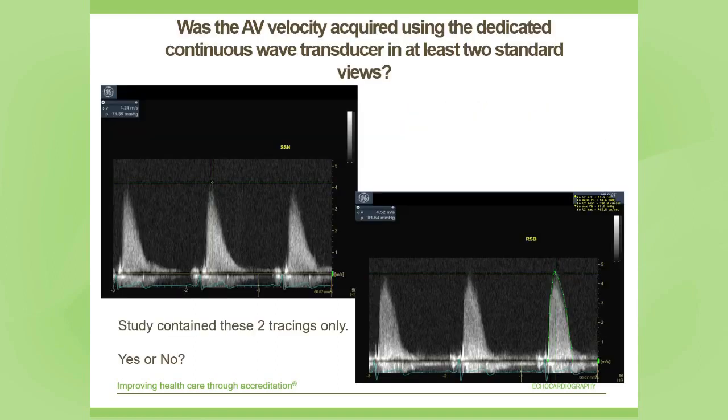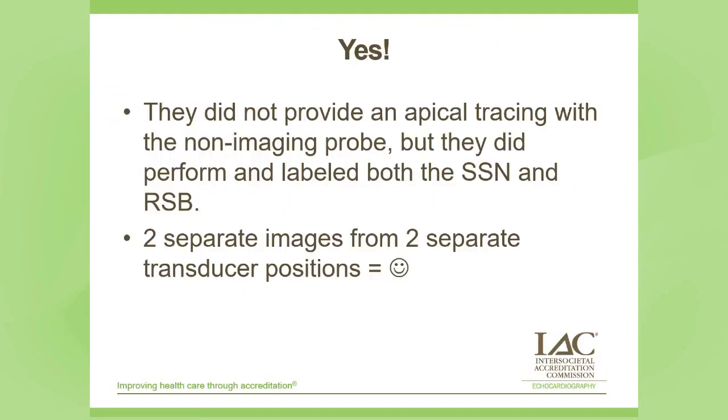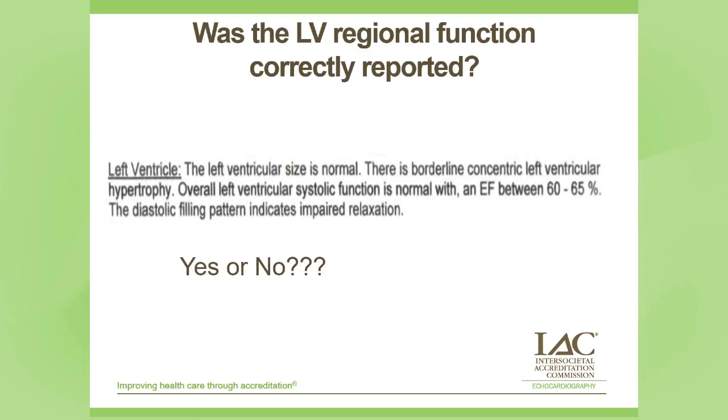All right, next slide will be same question, different study. So, Anne, was the aortic valve velocity acquired using the dedicated continuous wave transducer in at least two standard views? Yes, it was, because they used it from suprasternal notch and right sternal border, and they labeled them. Yay, we love labels. All right, we'll go back to Sue.